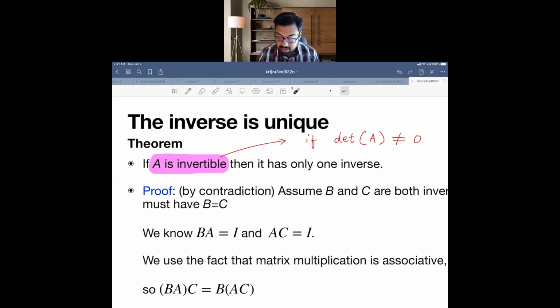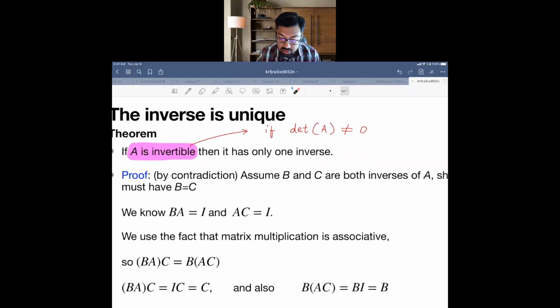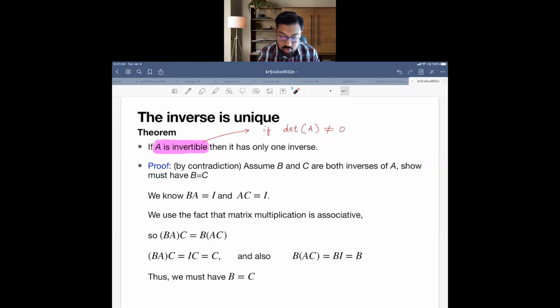Then the theorem says that it has only one inverse. And we are going to prove this by contradiction. So let us assume that there are two matrices, B and C, and both happen to be inverses of A. So we are going to see if B equals C or not. If B equals C, then there is only one inverse. But if B could be different from C, then the inverse is not unique. So let us see what happens when we assume that both are inverses of A.